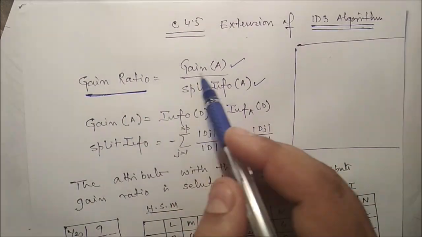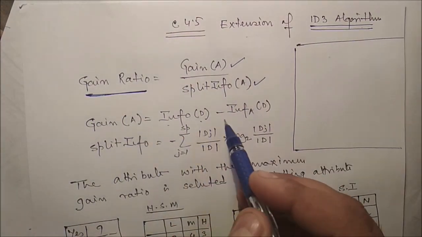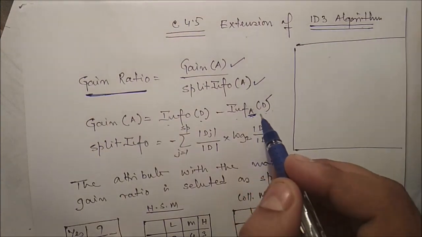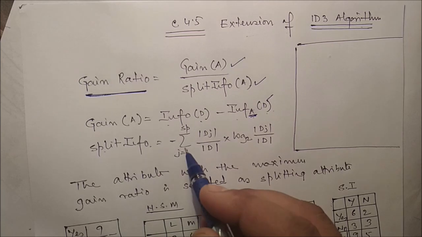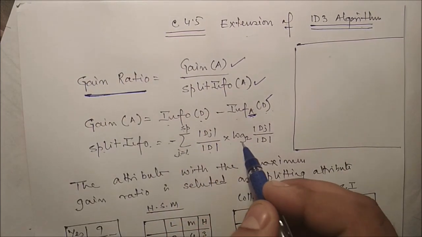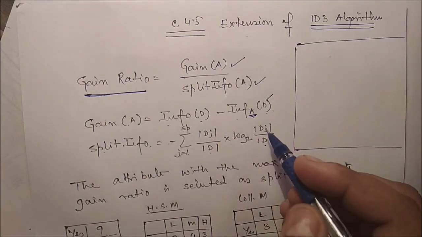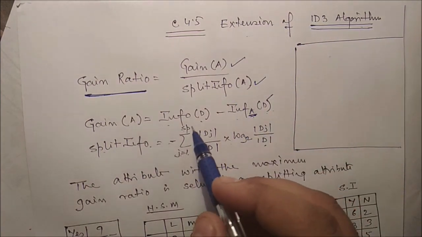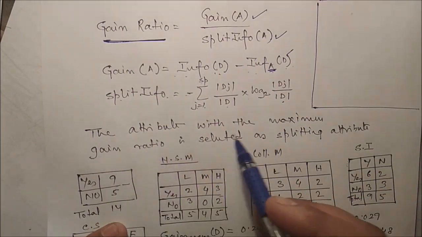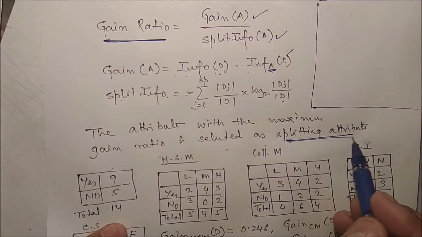And what is gain ratio? Gain ratio is Gain(A) divided by SplitInfo(A), where Gain(A) is nothing but Info(D) minus Info_A(D). D is a database, A is an attribute, and SplitInfo is minus the sum over j equal to 1 to v of |Dj|/|D| times log of |Dj|/|D|. Please watch our previous video where we discussed Info(D) and Info_A(D) in detail. The attribute with the maximum gain ratio is selected as the splitting attribute.